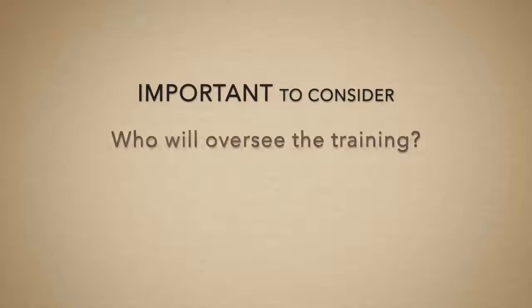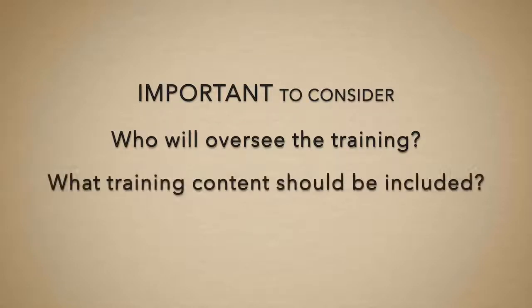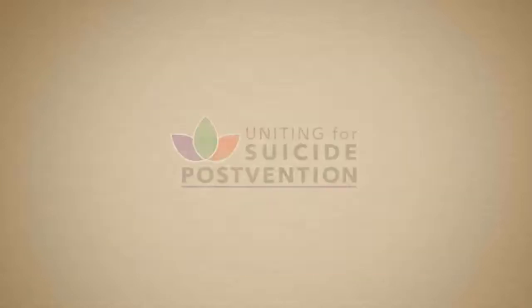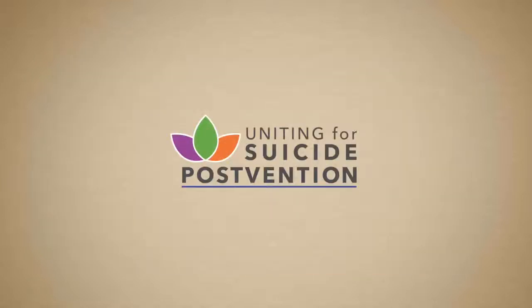Training your postvention team. 2 important things to consider are who will oversee the training and what training content should be included. Who could oversee the training? A workplace leader who is well versed in suicide postvention could provide training for suicide postvention team members. Alternatively, a workplace may reach out to the community to elicit support for training. Community mental health centers or other organizations that are exposed to suicide loss, such as first responders, might be able to offer suggestions and support. National trainings are also available, and additional resources can be found at Uniting for Suicide Postvention.